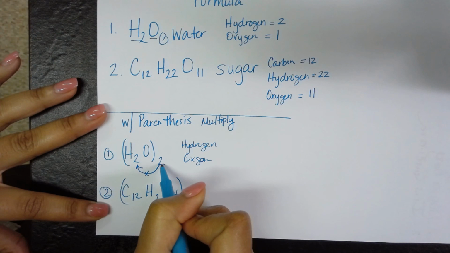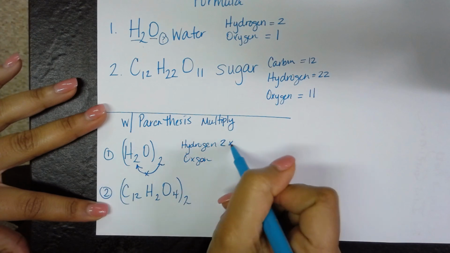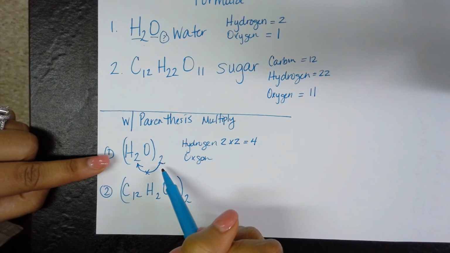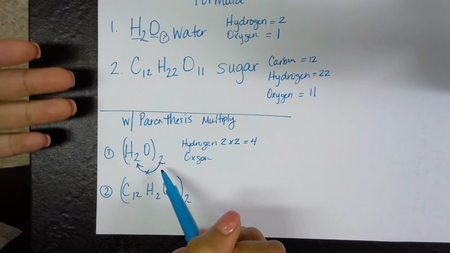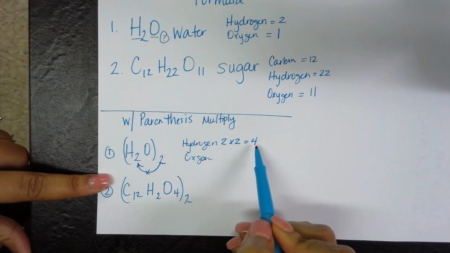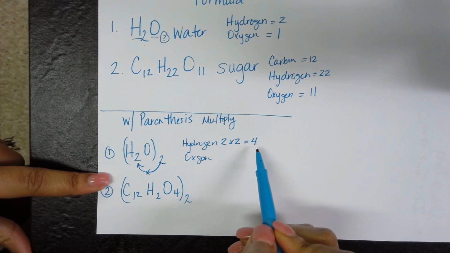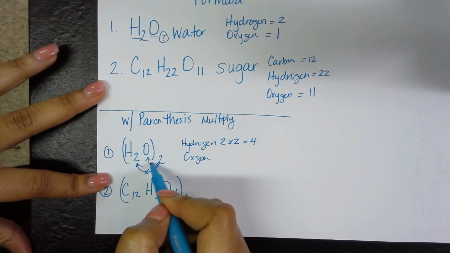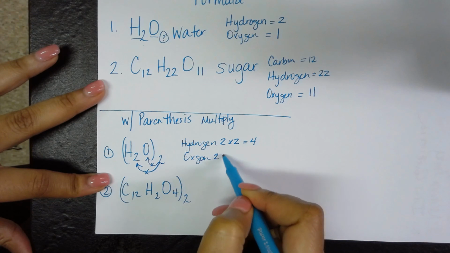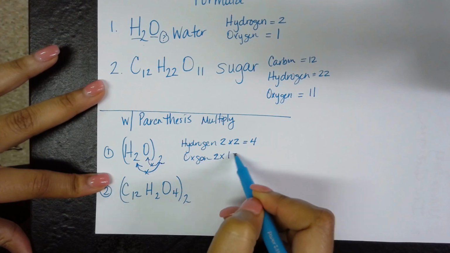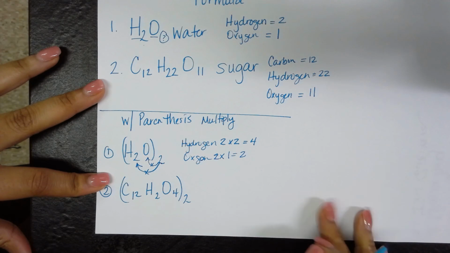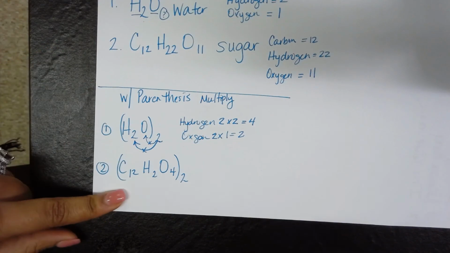So I'm going to multiply 2 times 2, which gives me 4. So in this particular formula for water, it's going to be 4 hydrogens being used. And then I also have to multiply the second one, which is going to give me 2 times 1. That gives me 2 atoms of oxygen. Let's look at this second one.